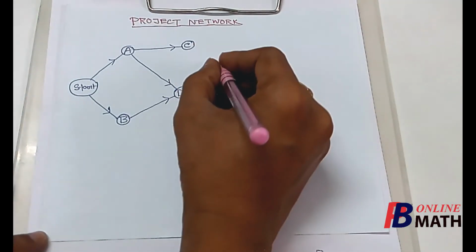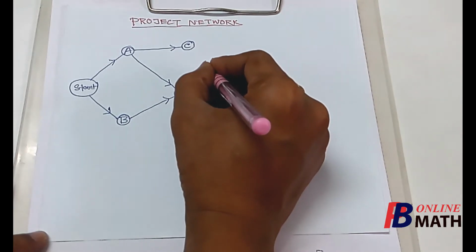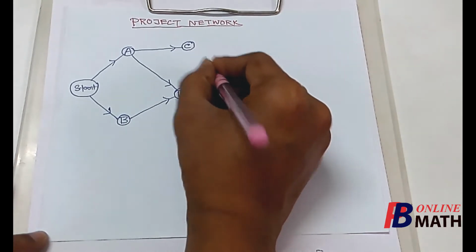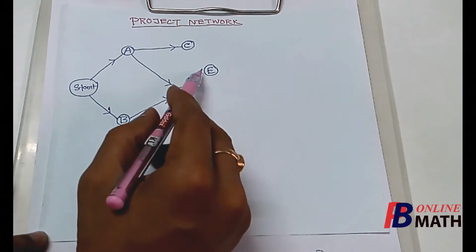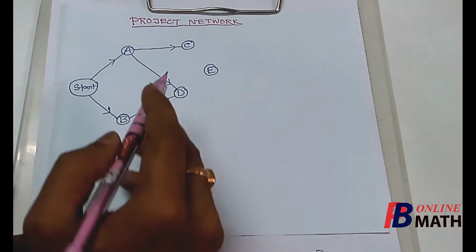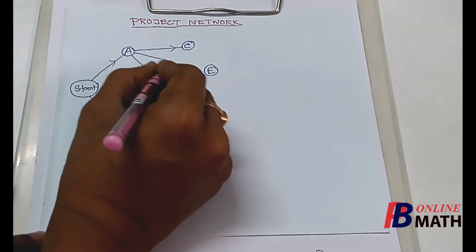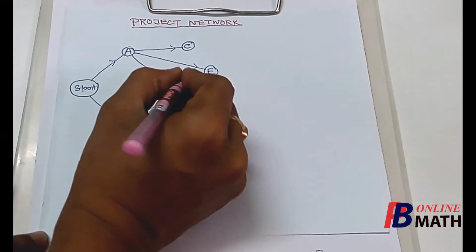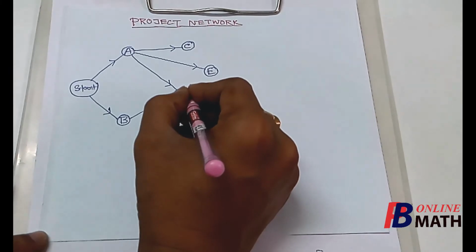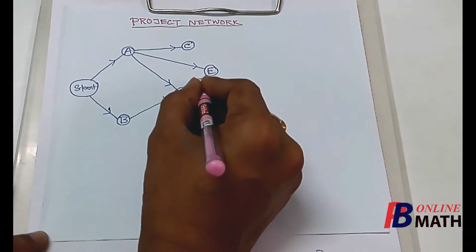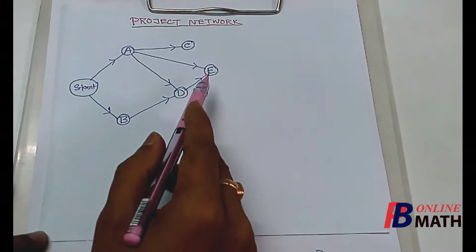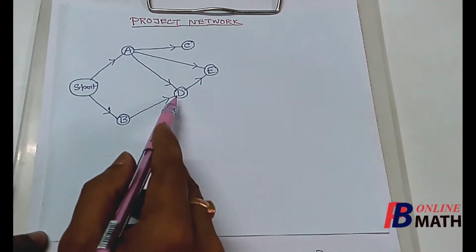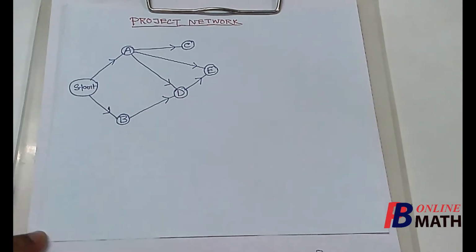So if we represent the activity E by this node, then we know that the activity E has two immediate predecessors, which are A and D. That means we have to connect these two nodes by a directed arc, and also we have to connect these two nodes by this directed arc. So the activity E has two immediate predecessors, which are A and D.